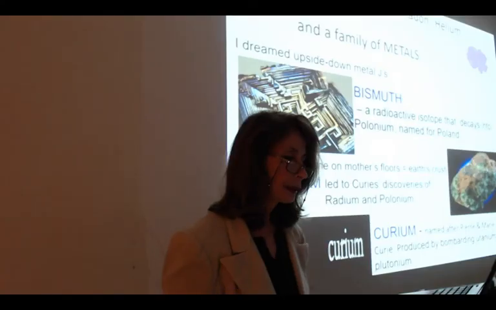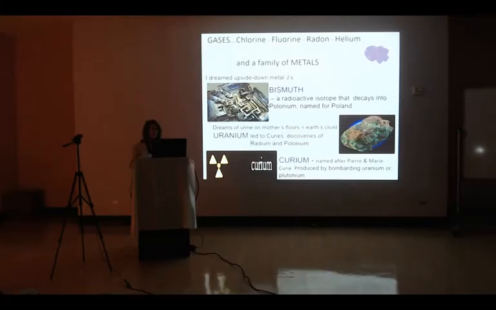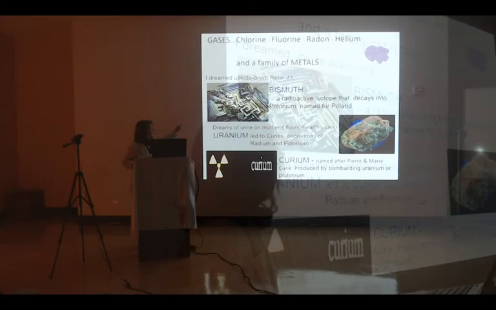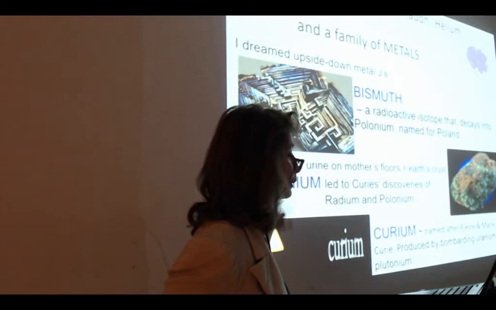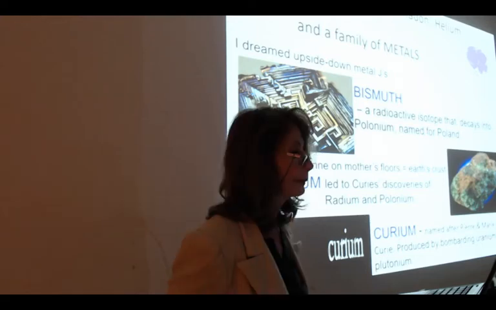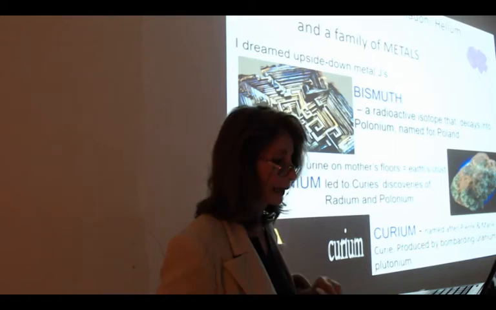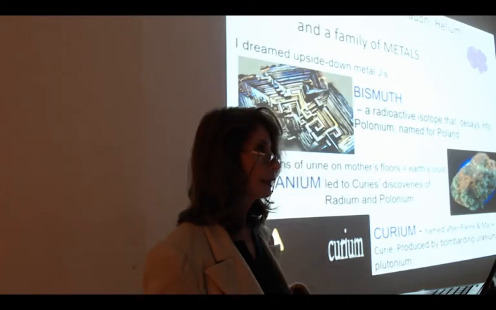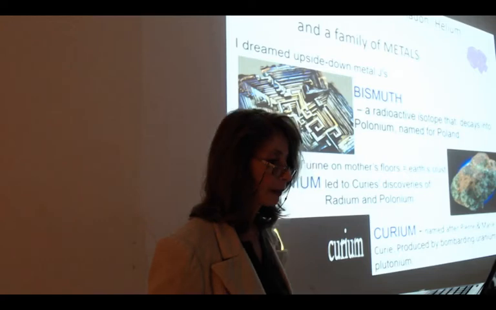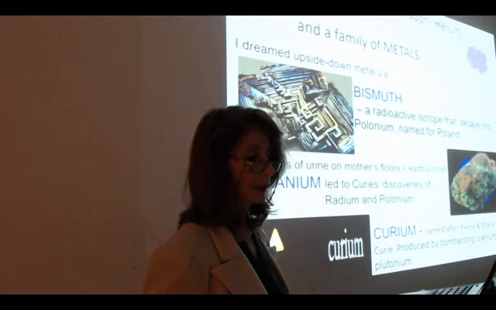So gases had permeated my dreams: chlorine, fluorine, radon, helium. Then came metals. These figures, these upside down, what I thought were J's, turned out to be bismuth, which I saw a few days after I had the dream in a mining museum. And all of these metals, the bismuth, the uranium, and the curium, all related to Madame Curie. Also, bismuth decays into polonium, which Marie Curie named for Poland.